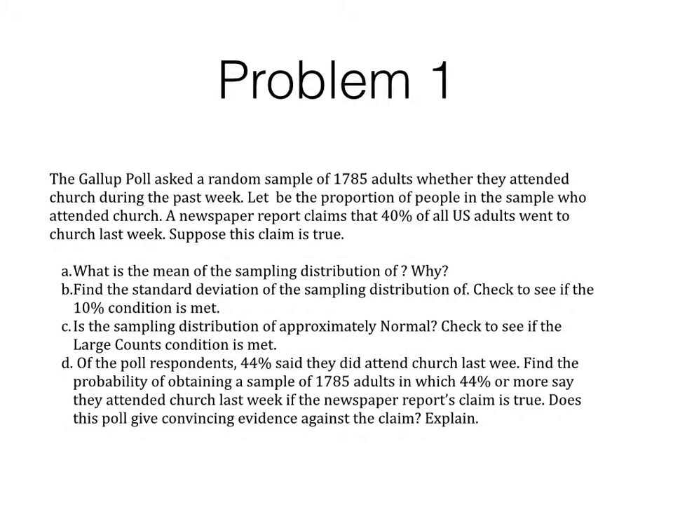The Gallup poll asked a random sample of 1,785 adults whether they attended church during the past week. Let p-hat be the proportion of people in the sample who attended church. A newspaper report claims that 40% of all U.S. adults went to church last week. Suppose this claim is true. What is the mean of the sampling distribution of p-hat? Find the standard deviation of the sampling distribution.